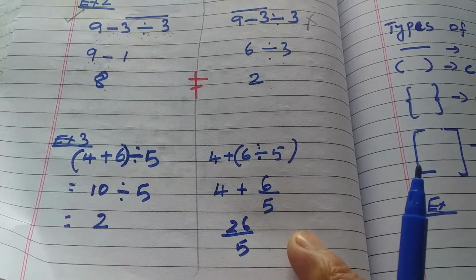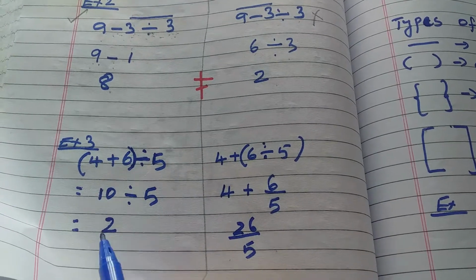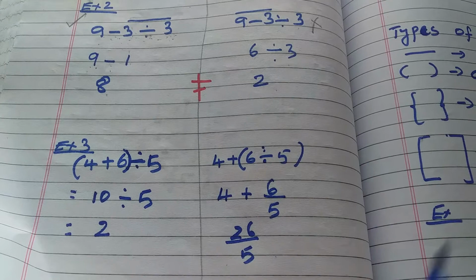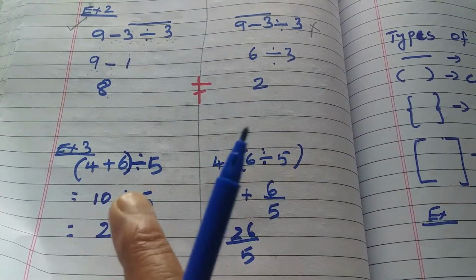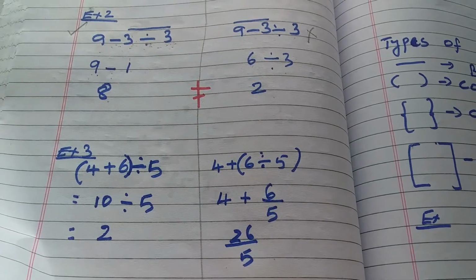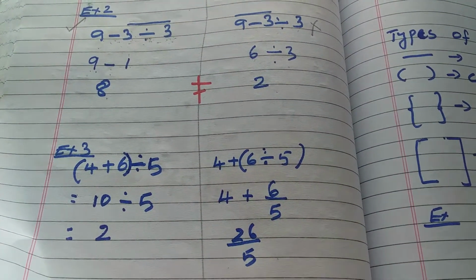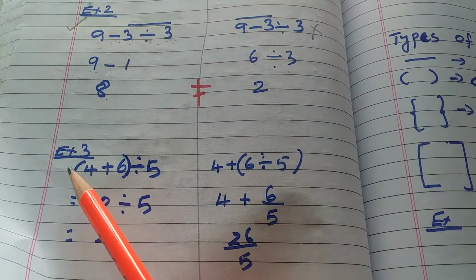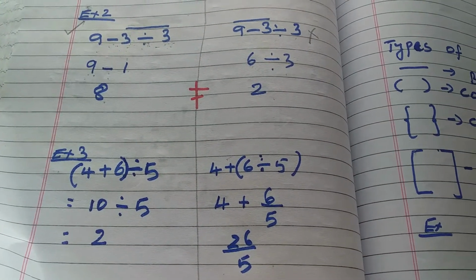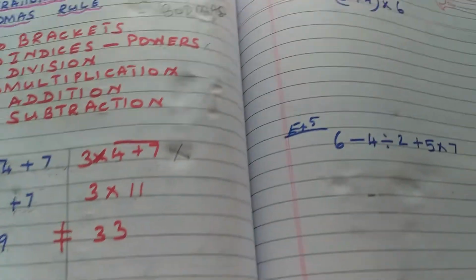So this will give a different answer. If the bracket is for the first two numbers, we get one answer. If the bracket is for division, then that is a different answer. Even though the numbers are the same and the operations are the same, depending on the bracket, we get two different answers. So this is one sum and this is another sum. It can be taken like that.